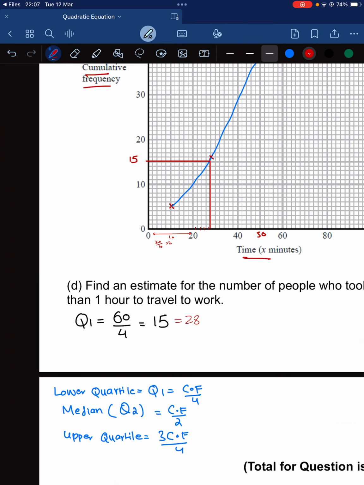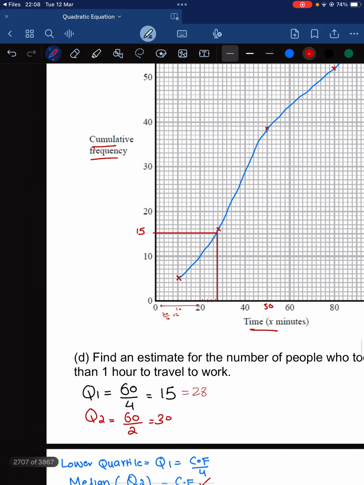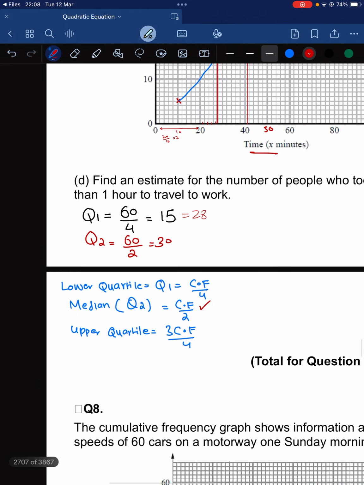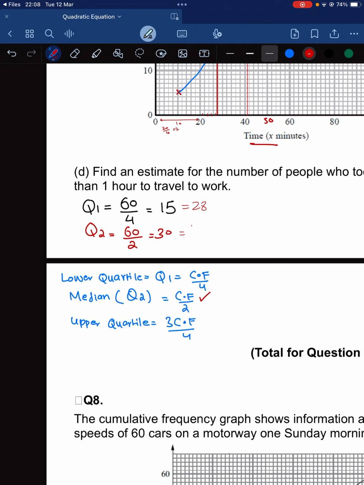Now the same way we can find the median. Q2 is cumulative frequency over 2. So cumulative frequency is 60, and 60 over 2 is 30. Now we need to do the same procedure. We will look at 30 and find the value against the 30. So this is 30, and if we go against the 30, we are getting something around 41. Okay, so the median is 41.